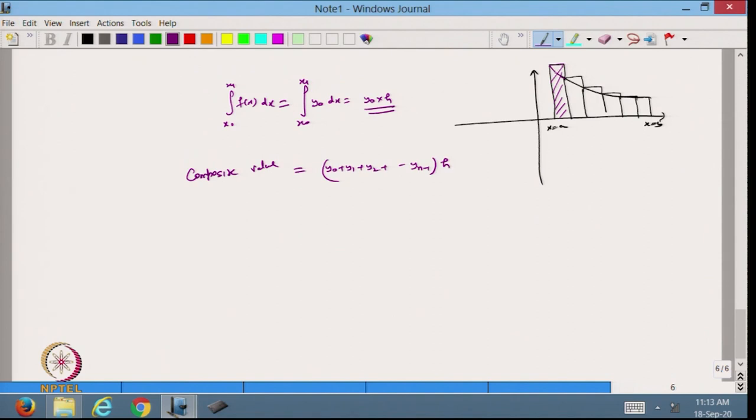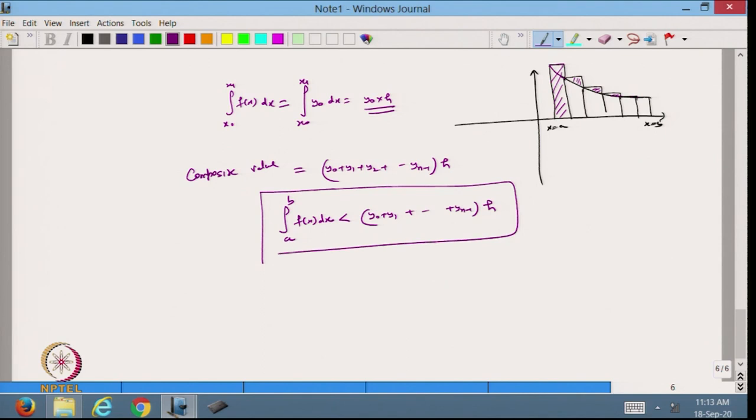But here now this area is definitely lesser than the areas we are taking for this rectangle. So this is the extra area we are adding. So from here I can say that the integral from a to b of f x dx will definitely be less than y 0 plus y 1 up to y n minus 1, times h. So this is the way we can define the rectangular ways to find the numerical integration for a monotonically increasing or decreasing function. This is just a preliminary, or a basic work we can do for the numerical integration for a given function.